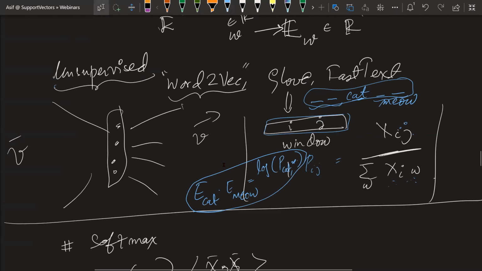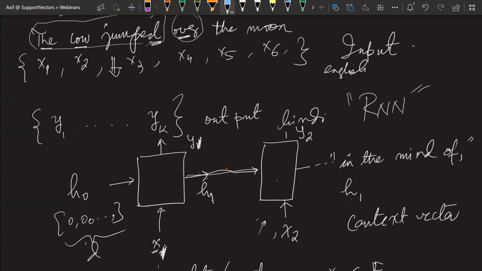Let's say that the sentence is this: the cow jumped over the moon. Then you break it up into a sequence, let's say word sequence. X1 is the, X2 is the cow, jumped is X3, and so forth. And you take an RNN unit, and it's the same unit into which you keep on feeding words over and over again, the entire sequence of words.